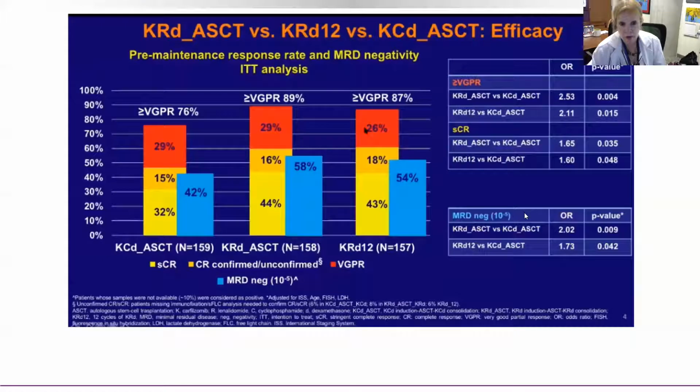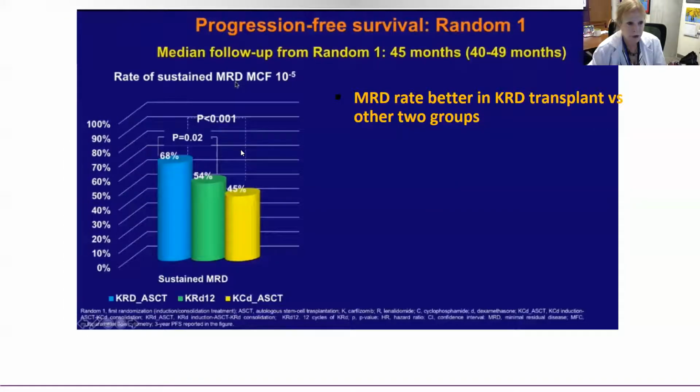But one of the other big deals was the rate of MRD negativity seemed to be better in people who had the transplant. And that was just updated here. So this is people getting carfilzomib, lenalidomide, and dexamethasone, or carfilzomib, Revlimid, and dexamethasone and no transplant, or people getting this carfilzomib and cyclophosphamide. This is looking at a MRD test by flow cytometry, looking for fewer than 1 in 100,000. And again, it looks like transplants adding to MRD negativity.